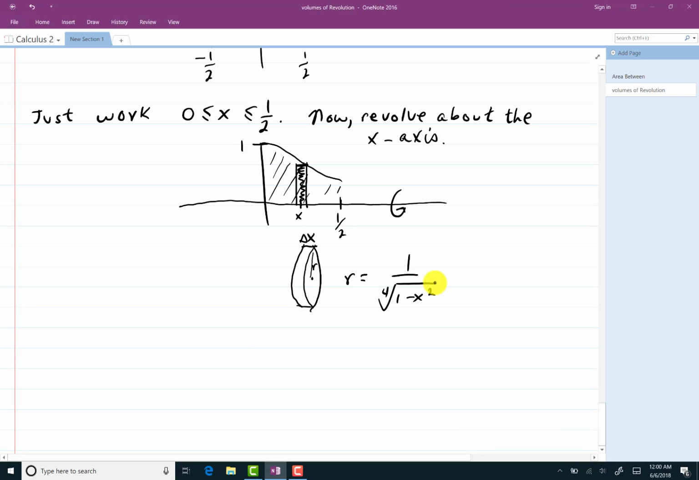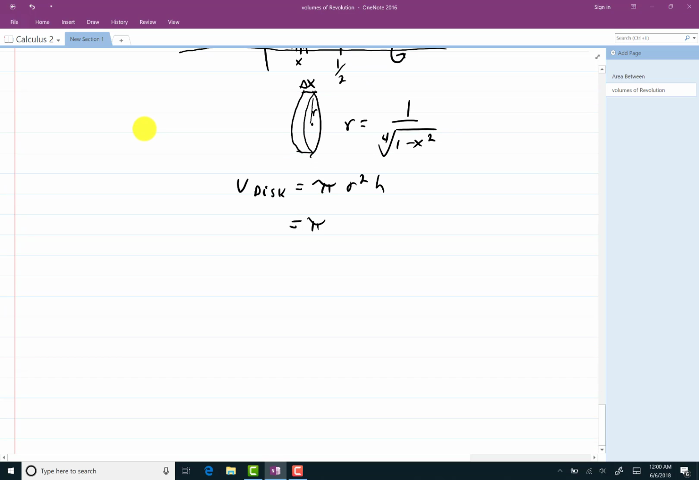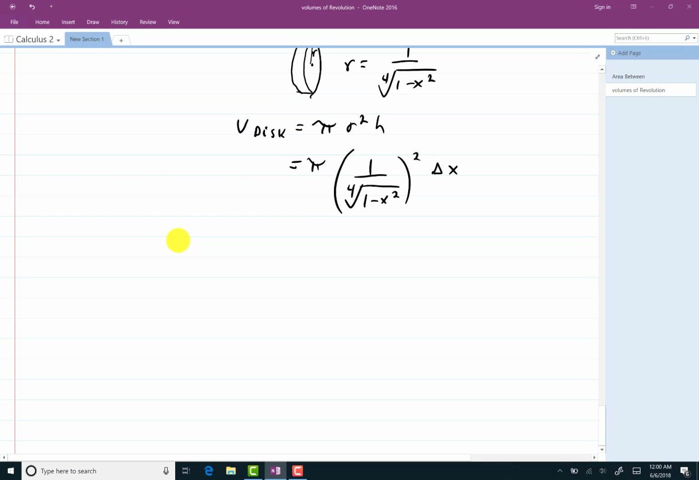So the volume of a disk equals pi r squared h equals pi, and I'll put r as 1 over the 4th root of 1 minus x squared. I'm going to be squaring that. And then h, of course, was delta x. So when I square it, notice that this is just going to become the square root. So this equals pi times 1 over the square root of 1 minus x squared delta x.